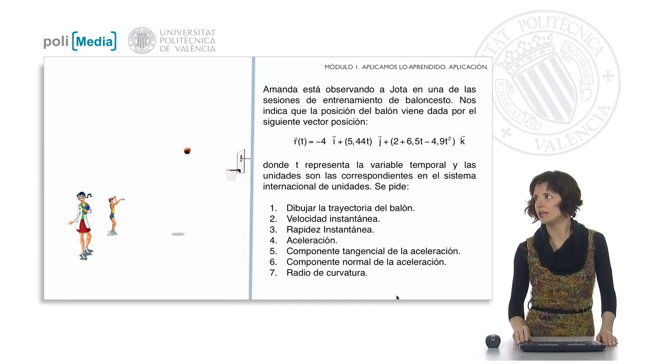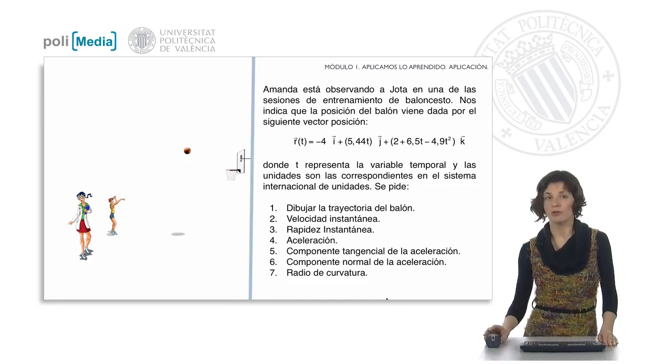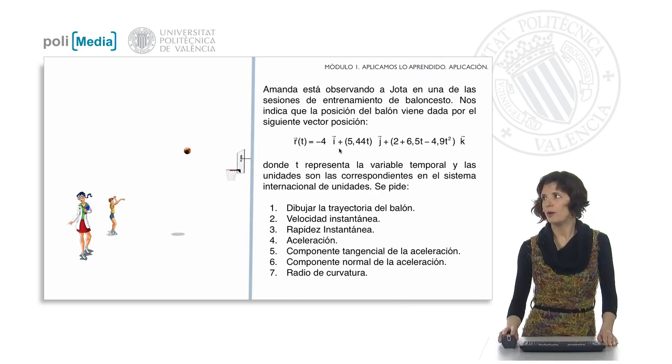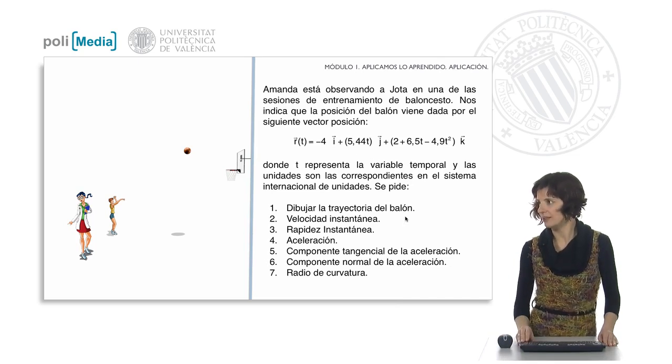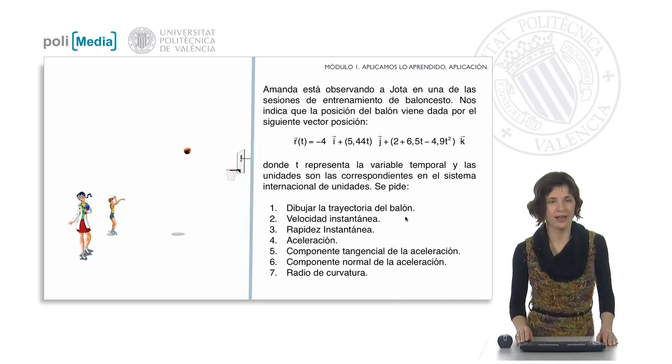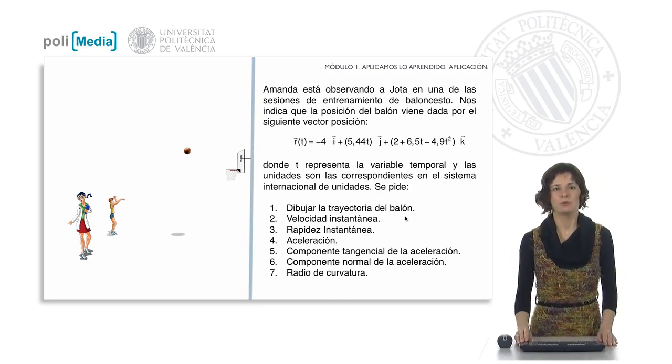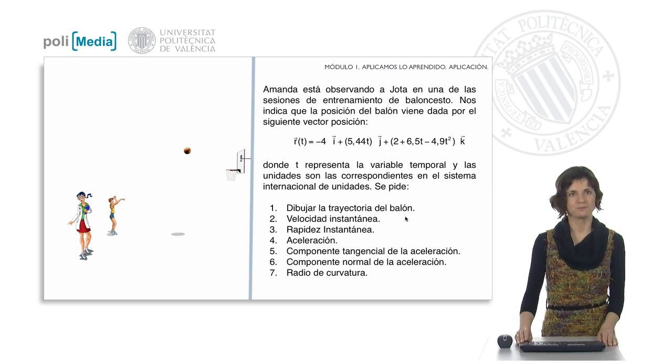Amanda is observing Jay in one of his training sessions. She tells us that the position of the ball is given by the position vector we see on the screen. And we are asked to draw the trajectory of the ball, calculate the instantaneous velocity, the instantaneous speed, the acceleration vector, its components, the tangential and the normal, and finally the radius of curvature.